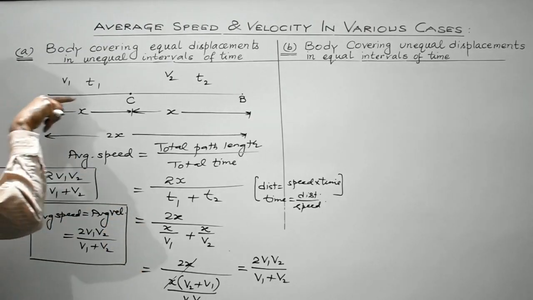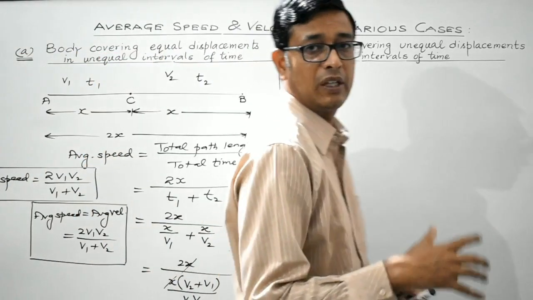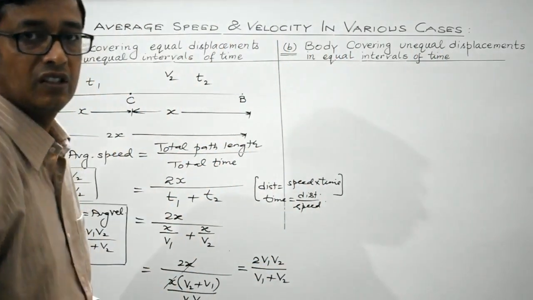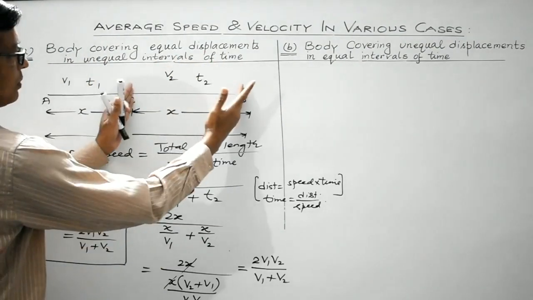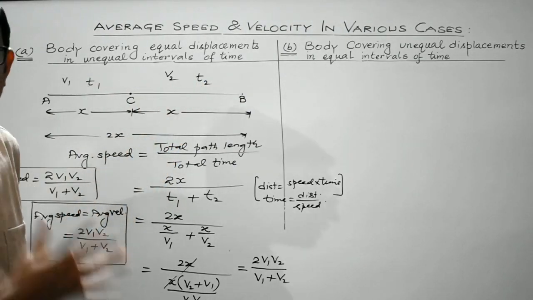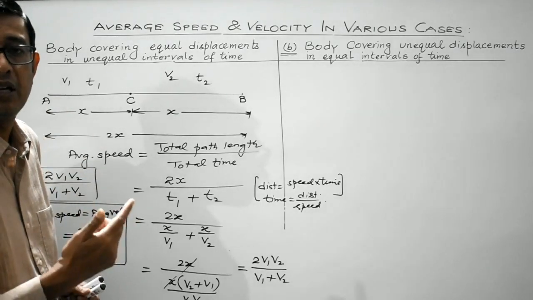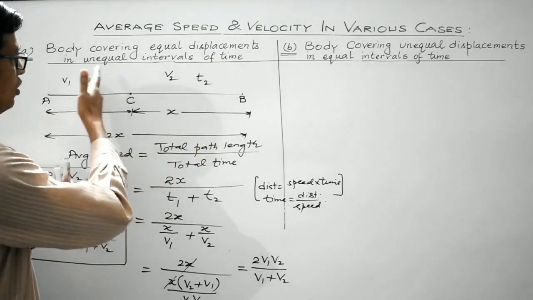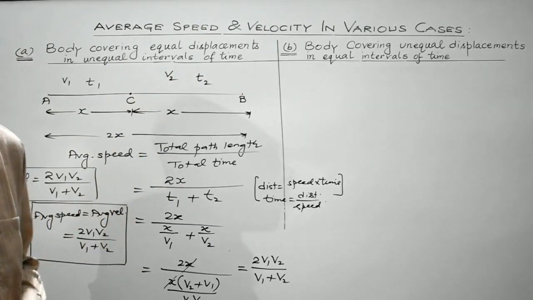In case the body moves along a straight path, then the length of the path covered, that is the distance of the body, would be equal to its displacement, and accordingly the speed of the body would be equal to its velocity. So in case the body moves along a straight path and covers equal displacements in unequal intervals of time, then this is the formula which you can make use of directly to find the average speed or average velocity. Twice v1, v2 divided by v1 plus v2. No need to know the distance or the time. Only in terms of v1, v2 you can easily get the answer.